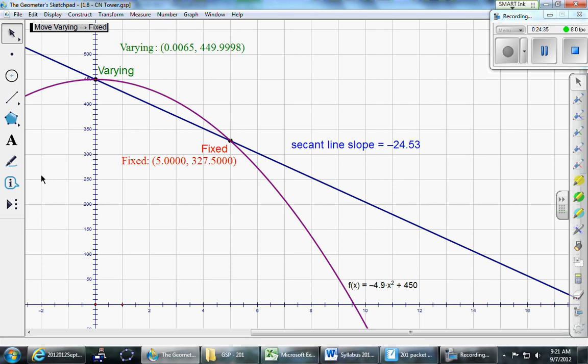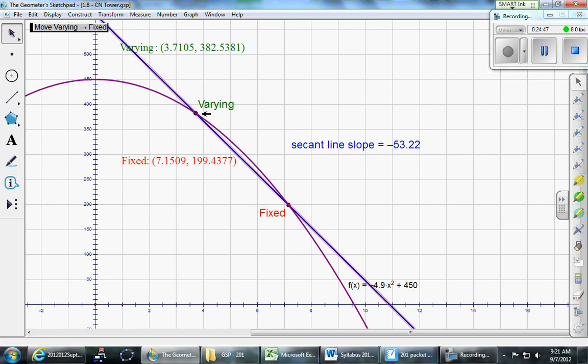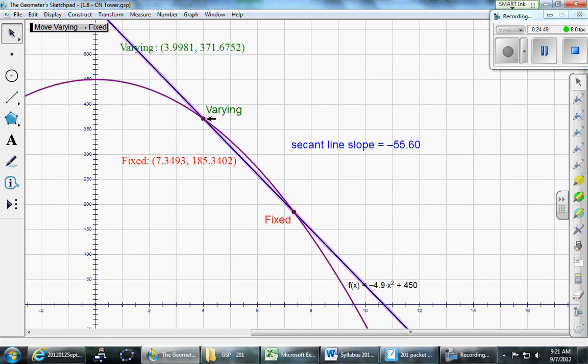All right, so I have here my fixed point, which was at 5 seconds, and the height was 327.5. It's right there. And then what was the first one we did? We went to 4, was it just 4? Okay, so if I go to 4, close enough to 4, that's the varying point right there. What did we get for the height at 4? Was it about 371? Okay, so it's that number.